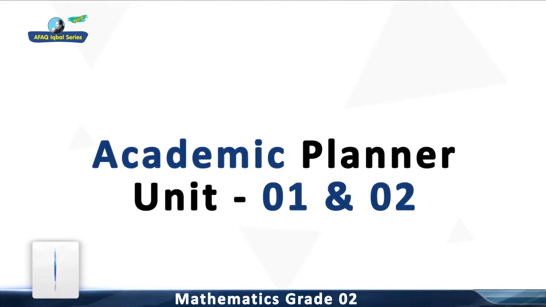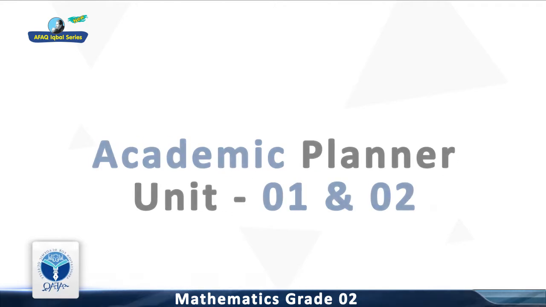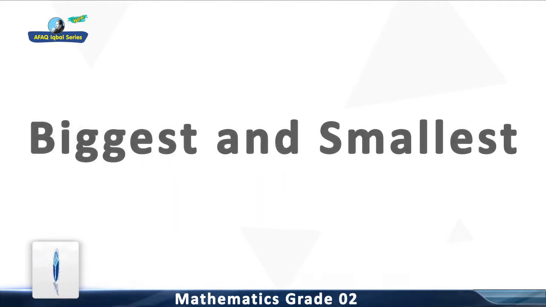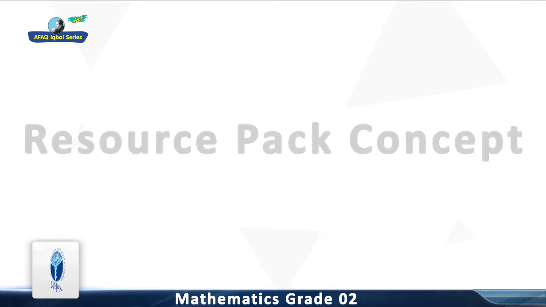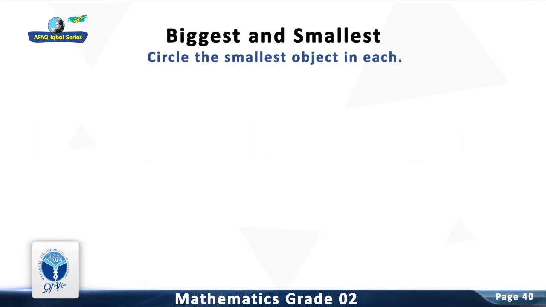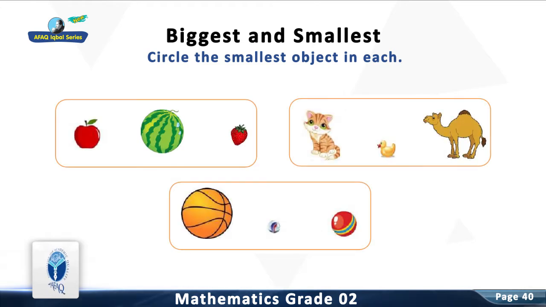Academic Planner Unit 1 and 2. Major Concept: Biggest and Smallest. Resource Pack Concept: Circle the smallest object in each. Let's start from the first picture. Good. Strawberry is the smallest, so circle it.